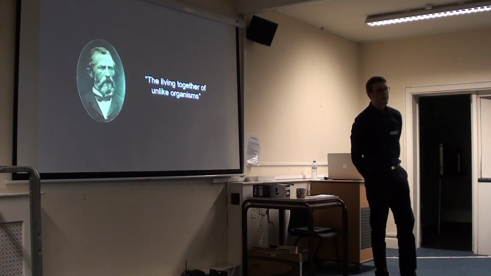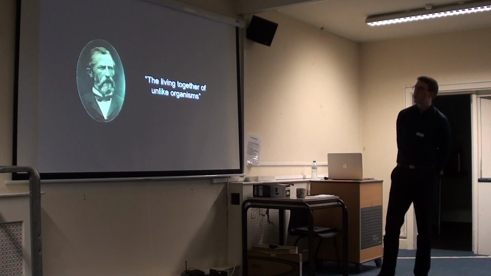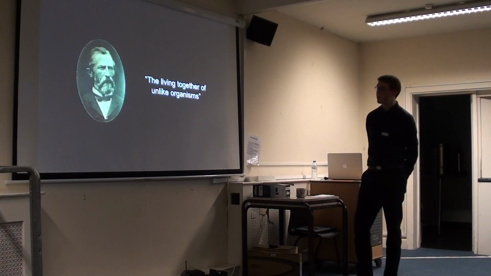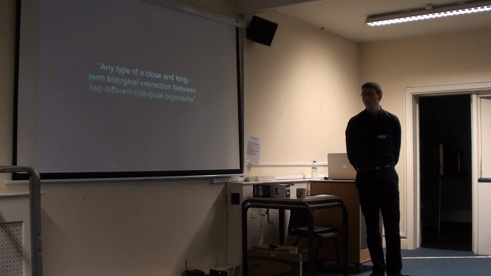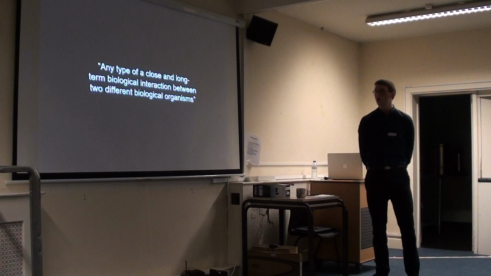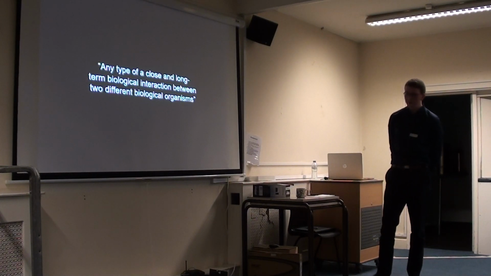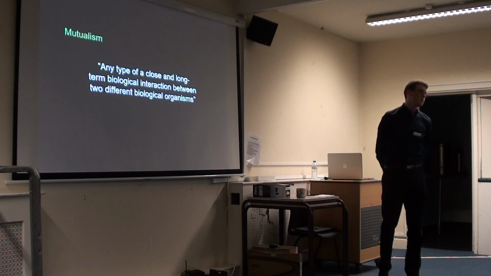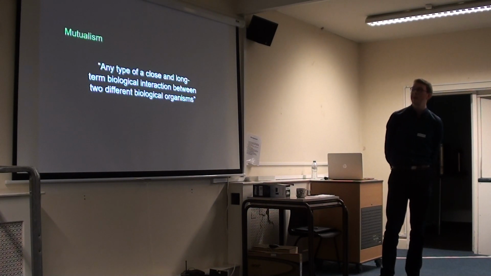Now, over the time that de Bary was alive, this definition has certainly changed a little bit, and exactly what symbiosis means has been subject to intense debate. And under its modern definition, we can consider it as any type of close and long-term biological interaction between two different biological organisms. And in the case of the lichen, what we have is a mutualism. This is where in this type of symbiosis, both of the organisms present in a relationship are benefiting each other.